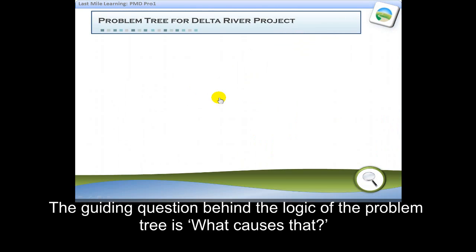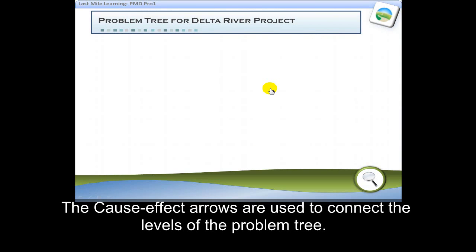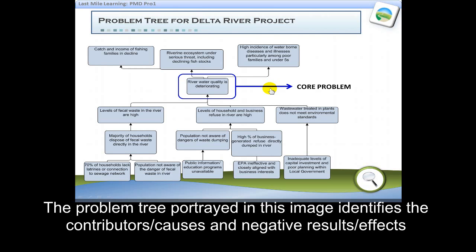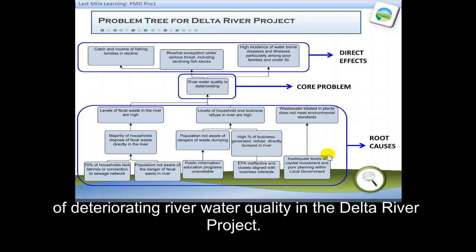The guiding question behind the logic of the problem tree is, what causes that? This is a form of logic called cause and effect, and it reads like this: if this happens, then that will happen. The cause and effect arrows are used to connect the levels of the problem tree. The problem tree portrayed in this image identifies the contributors and causes, negative results and effects of deteriorating river water quality in the Delta River project.